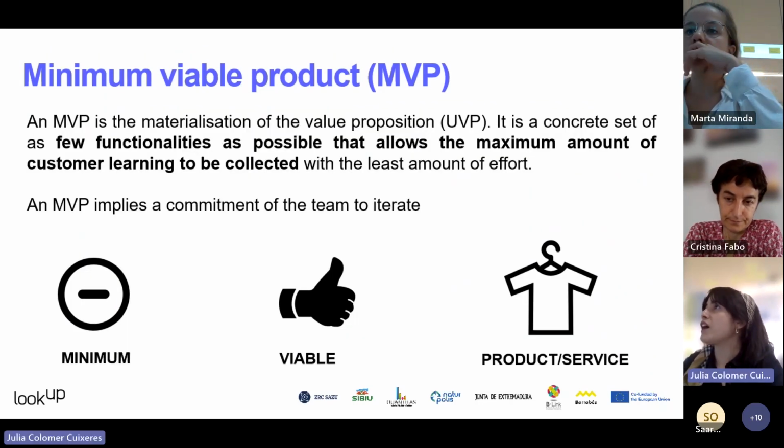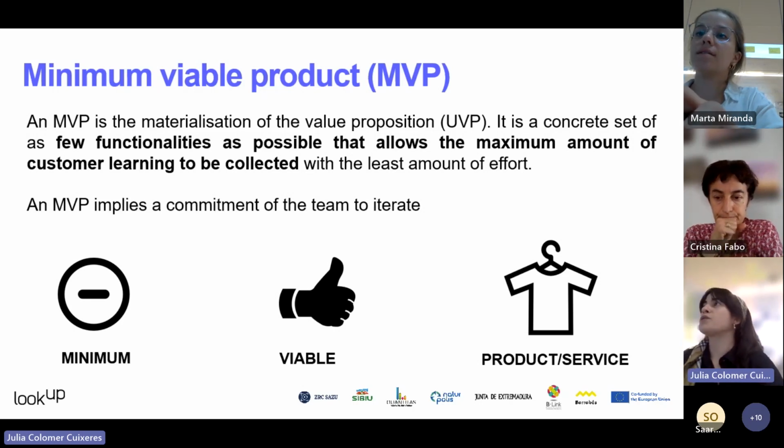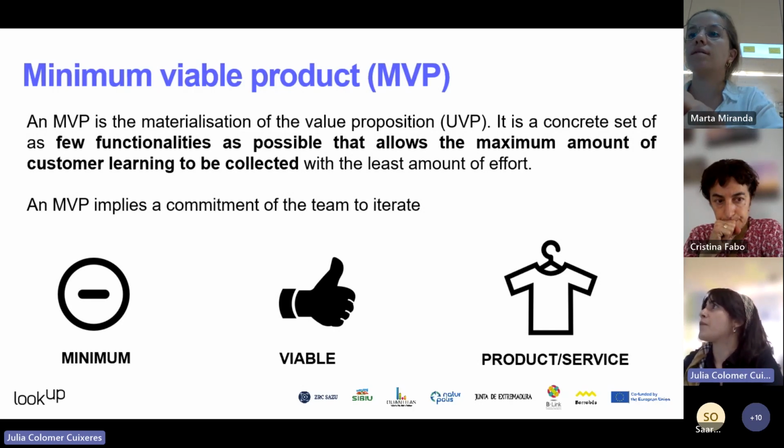As I mentioned, the minimum viable product is the materialization of the value proposition, as Marta mentioned before. And this is a concrete set of a few functionalities. You have to know that it's going to work, but it doesn't have to be the best one. It could be the best one once you know that it's meeting some need and people like it. Exactly, and it allows the maximum amount of customer learning to be collected.